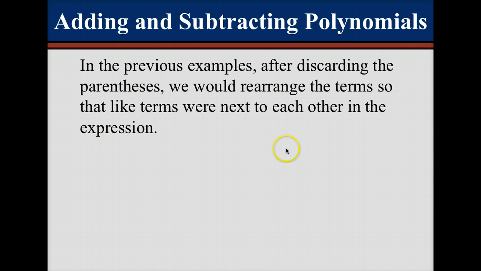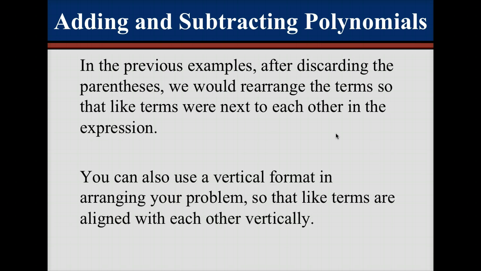In the previous examples, after discarding the parentheses, we would rearrange the terms so that like terms were next to each other in the expression. You can also use a vertical format in arranging your problem so that like terms are aligned with each other vertically. One mistake students make when they're aligning vertically is they forget to distribute the minus sign. So you'll have to watch that if you choose to do the vertical method.